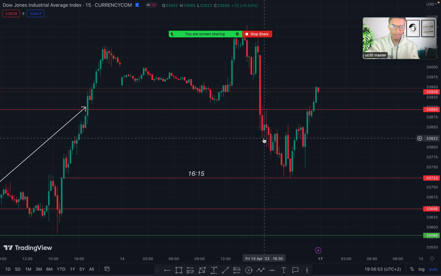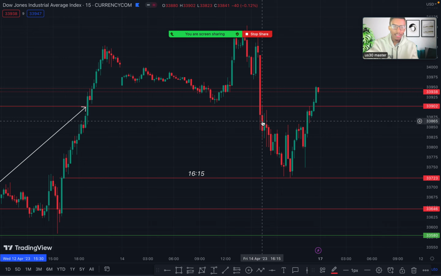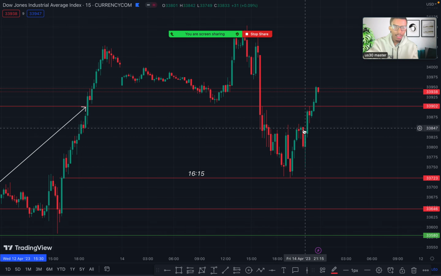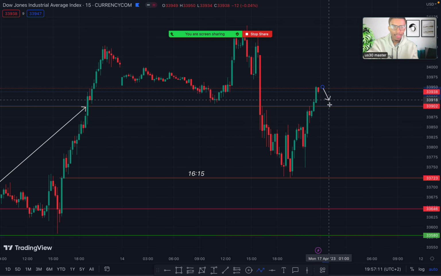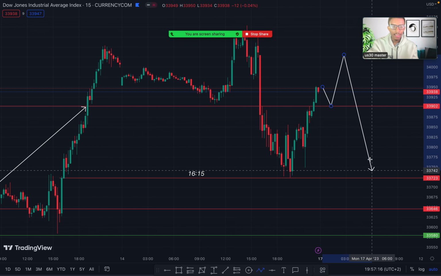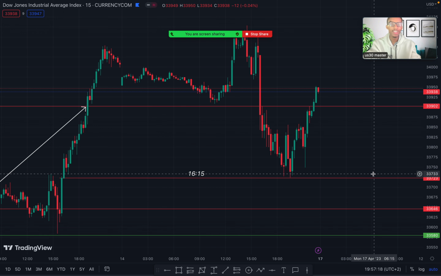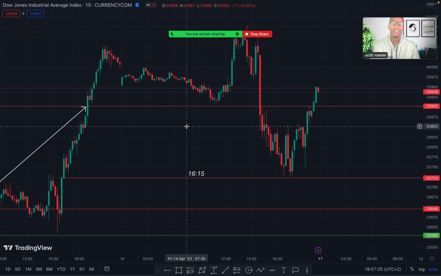Maybe it will work again, because we also have a 1615 here, and 1615 here. We take that as our support, and then we saw a break, so we might be expecting it to come back there before it continues higher. I'm just joking, I don't know.